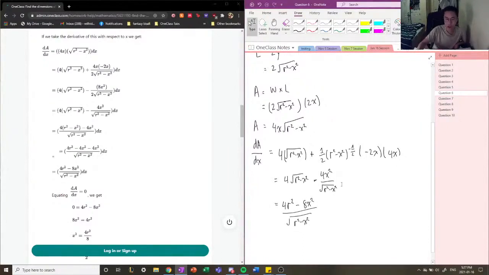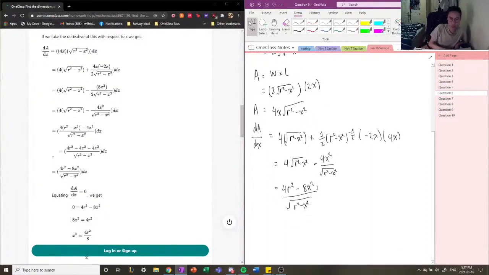Okay, so you guys can pause the video and simplify this, but basically I moved everything under the same denominator by multiplying this first term by the square root of r squared minus x squared, and then I simplified to find this derivative function. Okay, so now we're going to set this derivative equal to 0, because we know that a critical point relates to either a maximum of our function, a minimum of our function, or a saddle point.